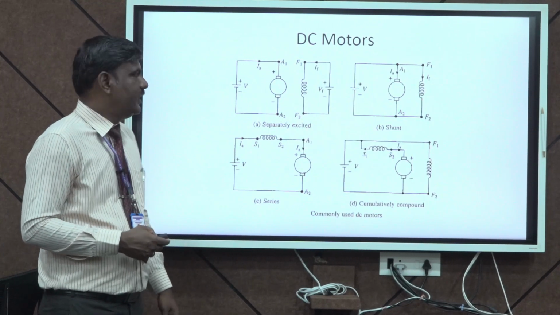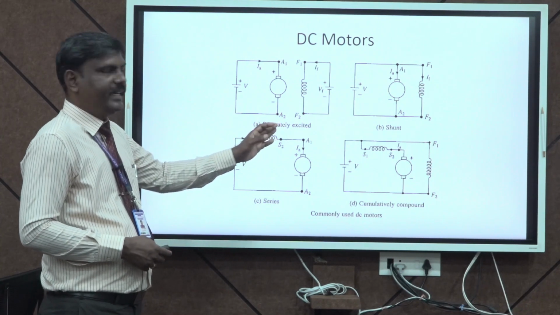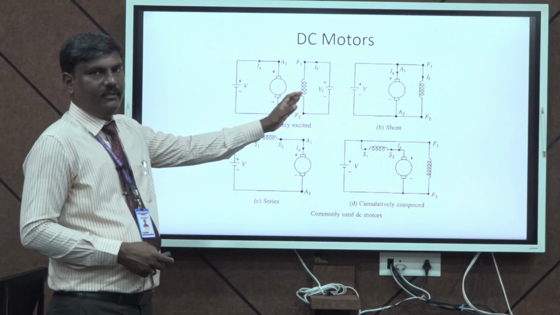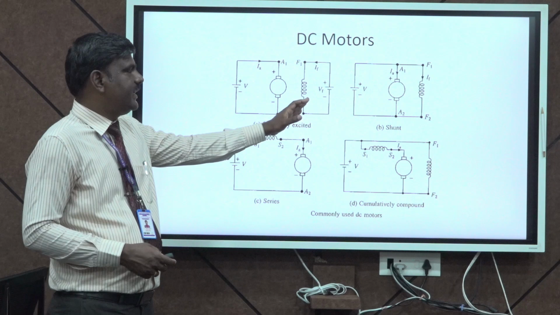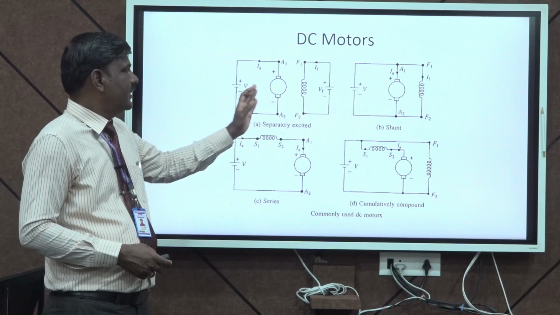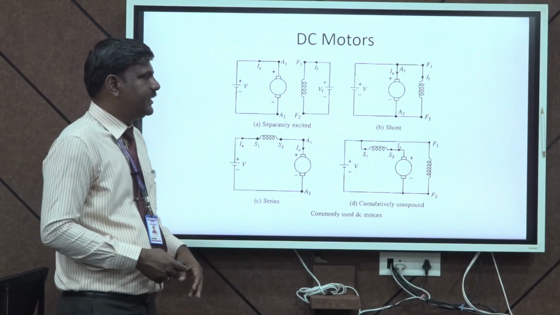This is the circuit of a DC motor. The first type is the separately excited DC motor. Here, you can see that the armature and field are separately excited. For both the armature coil and the field coil, the supply is different. So that's why it is named separately excited.